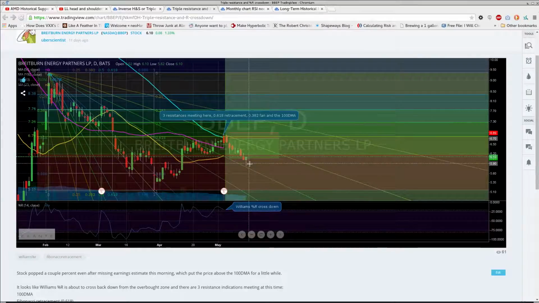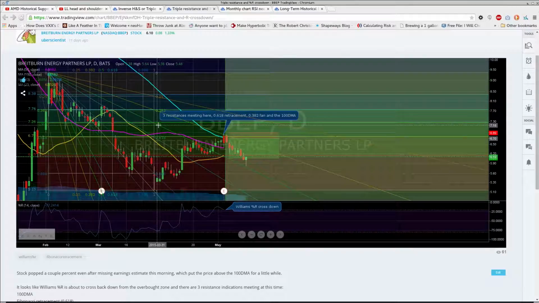Oh, how cool. It touched my bet. It actually went down pretty far. It actually touched the half retracement, or not retracement, resistance fan, Fibonacci fan, price fan, I don't know what they call it. I'm not an expert at it yet. I just use them as support and resistance lines mainly.